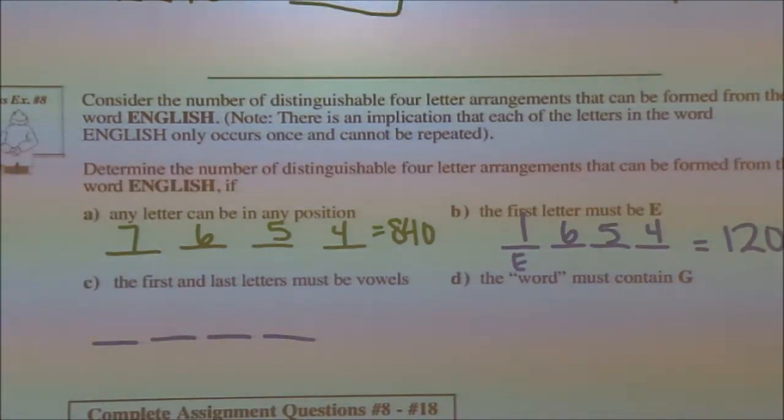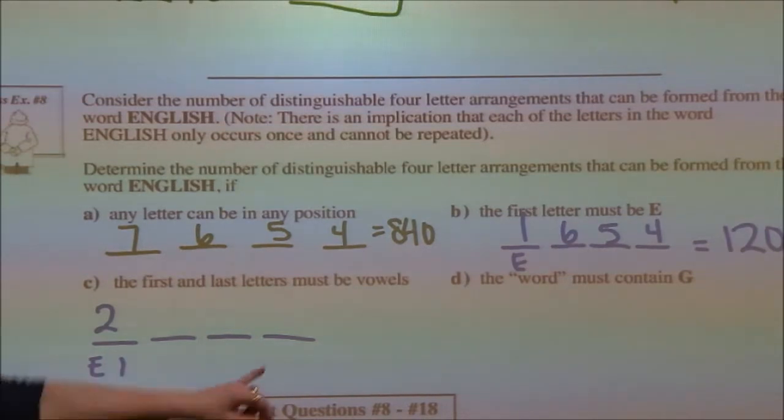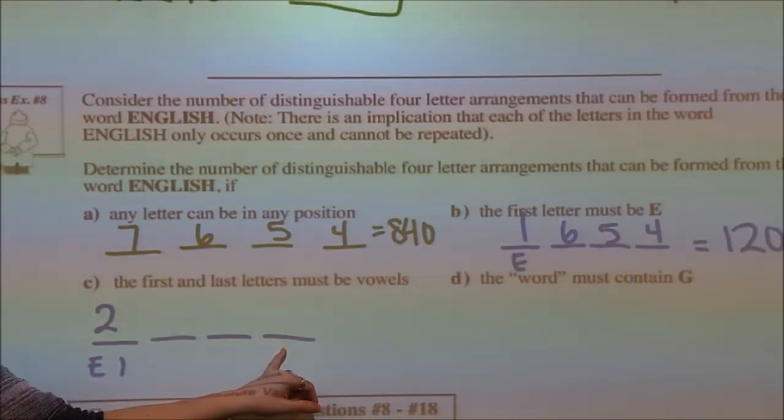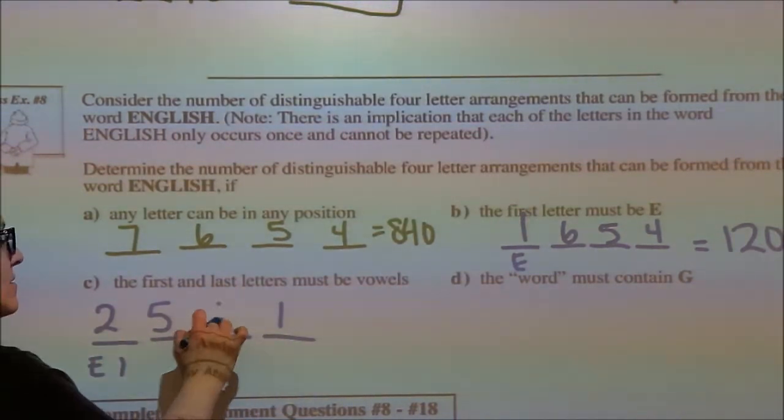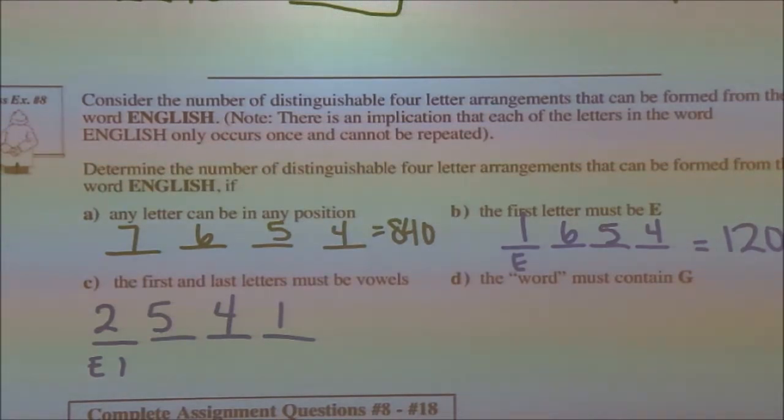Okay, the first and the last have to be vowels. What are our vowels? E and I. So I have 2 for the first one. How many do I have for the last one? 1, because I took one of them out. How many do I have for the second position? 5. Why 5? Because I took 2 of them out already. And then 4. Okay, so 2 times 5 times 4 times 1. 40. Yep.